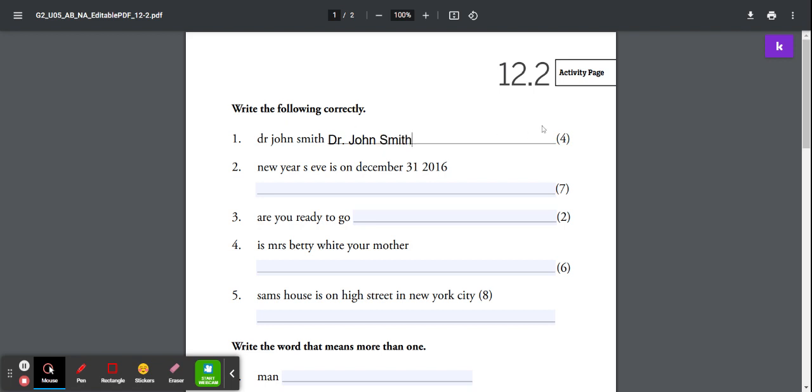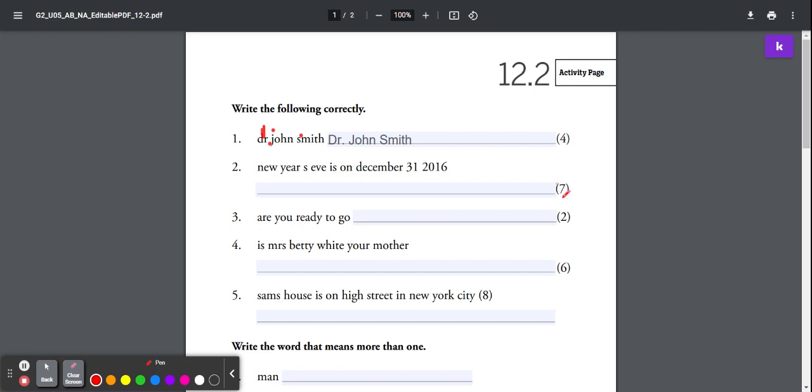Now, did we correct 4 items? Yes, we capitalized the D in doctor. We put a period. We capitalized the J in John and the S in Smith. So those 4 items. Now, the next is New Year's Eve is on December 31st, 2016.